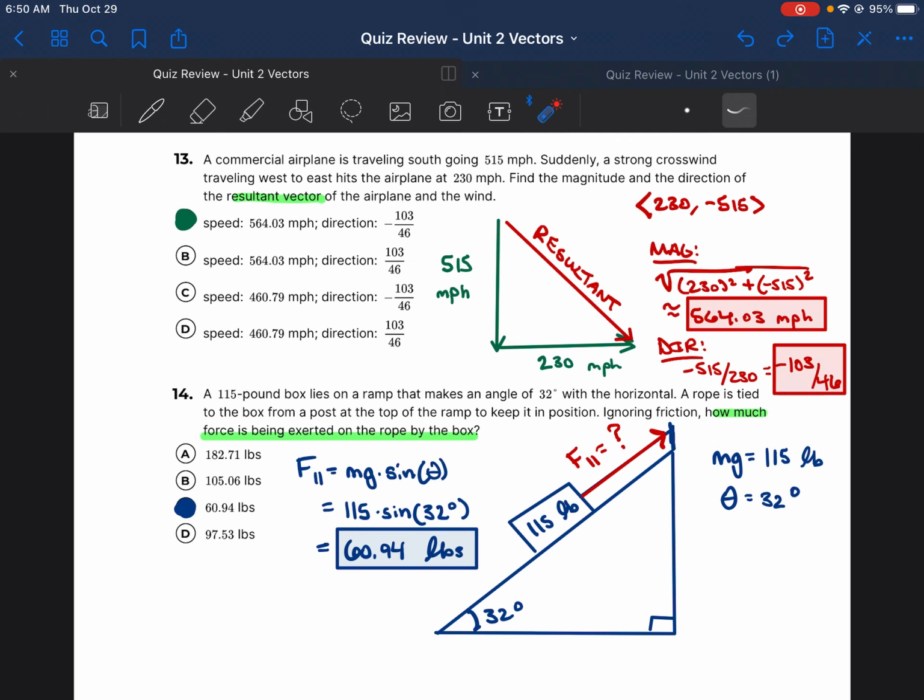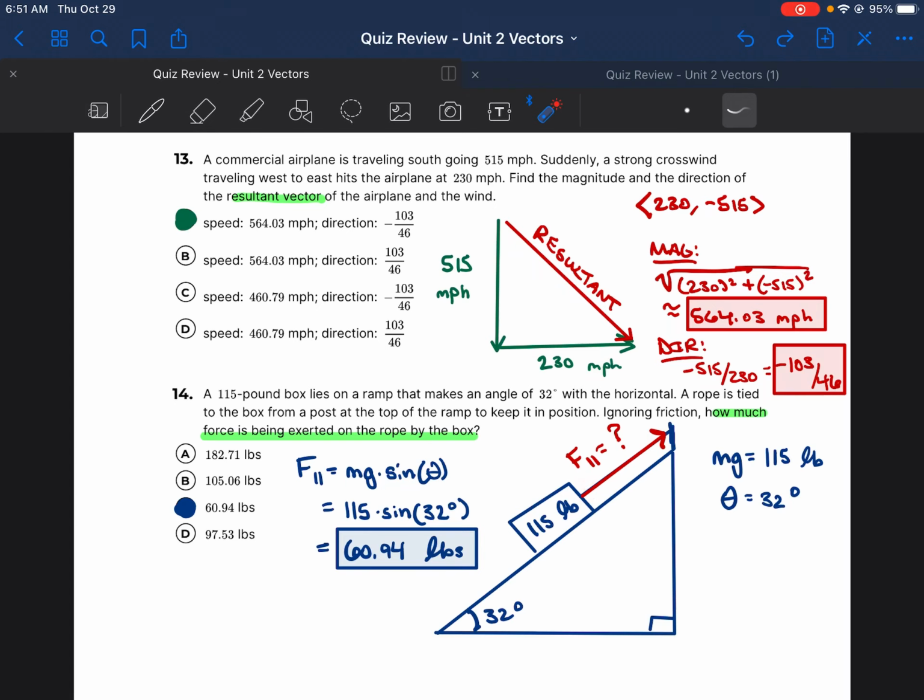Now, we have a rope tied to the box from a post at the top, and it's there to keep the box in position. So here's our post. This is our rope tied to this box. And essentially what we want to know is how much force is being exerted on the rope by the box. So what we're looking for is the parallel force. This is the force right here that we're looking for.